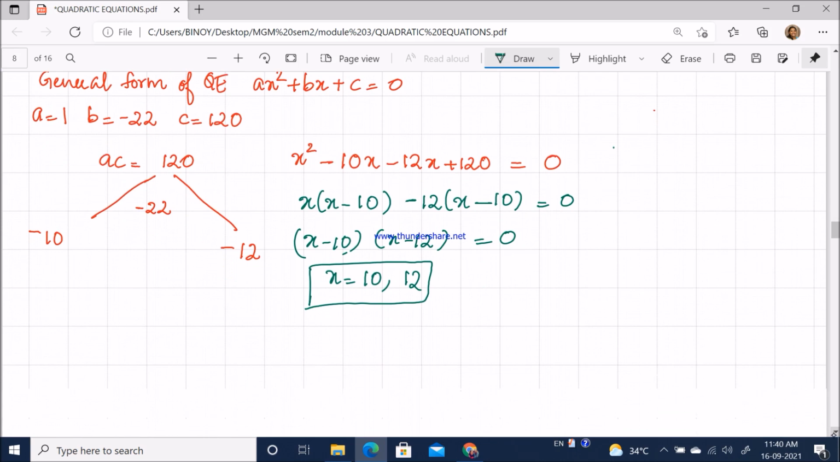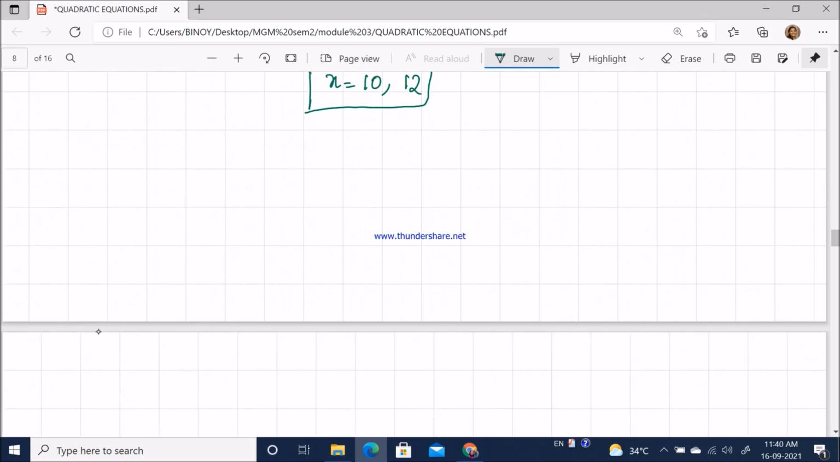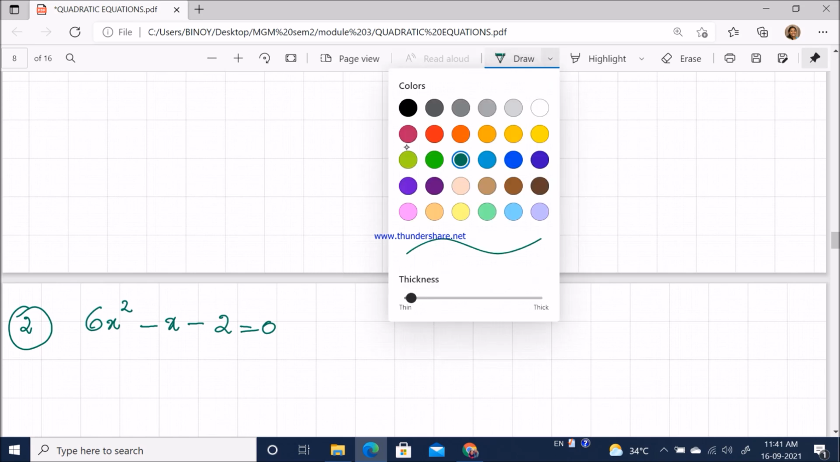Now moving to the next question. So the next question is 6x square minus x minus 2 equals 0. That is the question. So how do we solve?